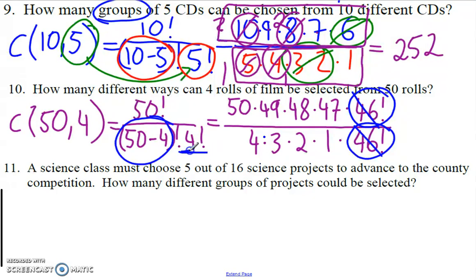I still have to write out this 4 factorial. Now you can simplify, which is my preference, but you don't have to. If you don't want to simplify, you can divide. You can multiply both sides and divide. Either way, one way or another, you get 230,300.